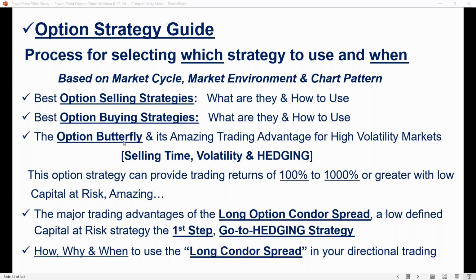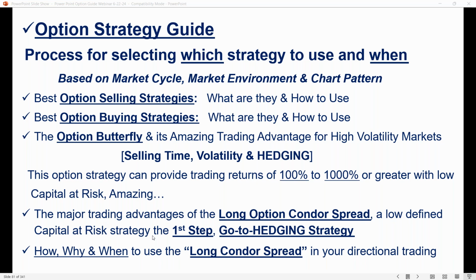And then the best option butterfly, which we use a lot of times, and which really provides a huge trading advantage for high volatility markets where we're combining selling time and volatility and hedging. These can provide us returns of 100% to over 1,000% or greater. Then the major trade advantages of our long option condor. We do a lot of these, and this course will really define how we use them, when to use them, and why, because it's such a low defined risk, positive theta trade.